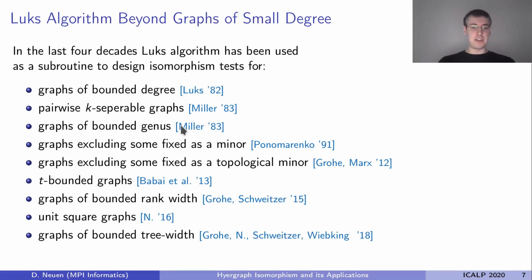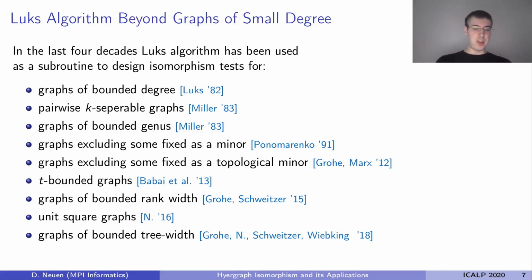So for example, Luks's algorithm has been used already early on to obtain a polynomial time isomorphism test for graphs of bounded genus, which was then actually generalized in the early 90s by Ponomarenko to an isomorphism test which solves the graph isomorphism problem for all graph classes that exclude a fixed graph as a minor, which was then even further generalized actually to topological minors by Grohe and Marx. And well, also in the last years there have been further examples of applications of Luks's algorithm to certain classes of graphs.